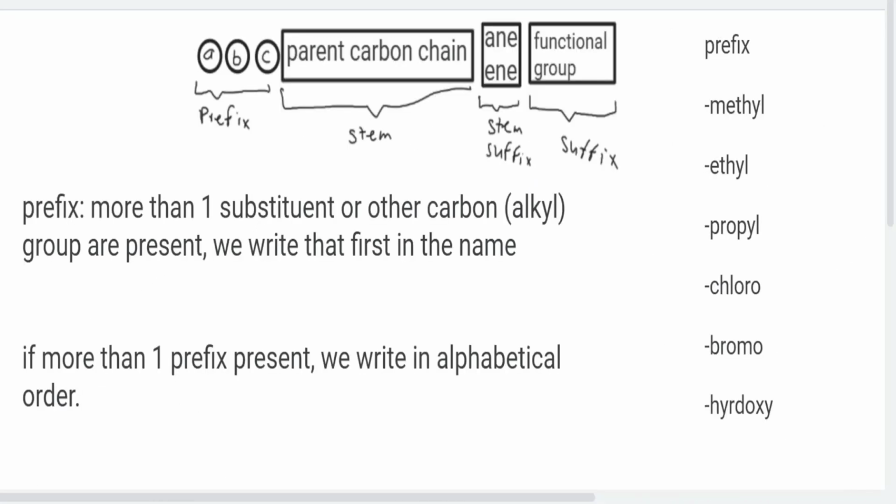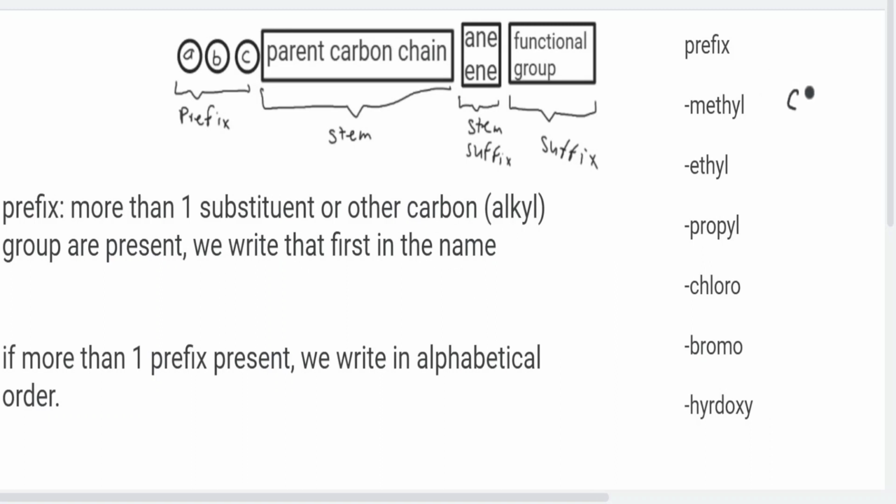So the last part of naming organic compounds is called prefix. I told you earlier that I will do this later because it's the most confusing one. So what is a prefix? A prefix is when you have more than one substituent or other carbon alkyl groups. Then we will write that first when we're naming organic compounds. The first prefix is CH3, which is surprising because CH3 is found in every carbon chain. But we don't write it as meth, eth, prop, but. We will write a prefix which is CH3 as methyl.